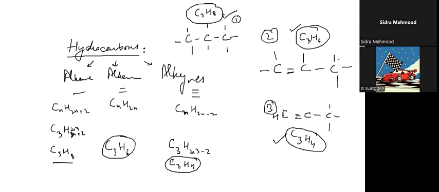Why? By increasing bonds, the number of hydrogens has decreased. So this alkane has 8 hydrogens, alkene has 6 hydrogens, and alkyne has 4 hydrogens. 8, 6, 4, which means 2 hydrogens are decreased with each new bond forming. So alkanes have single bonds, alkenes have double bonds, alkynes have triple bonds. Is this clear?